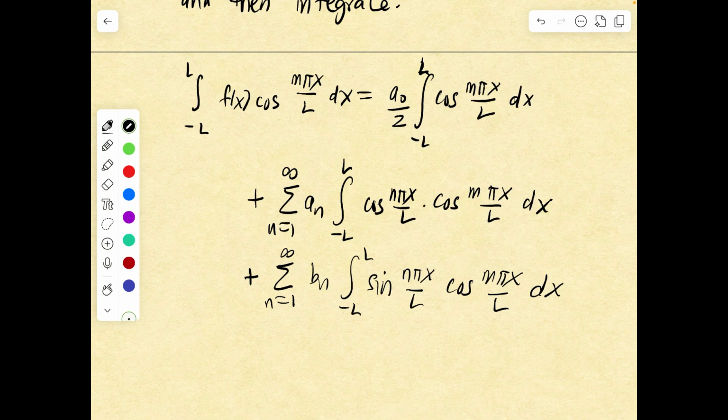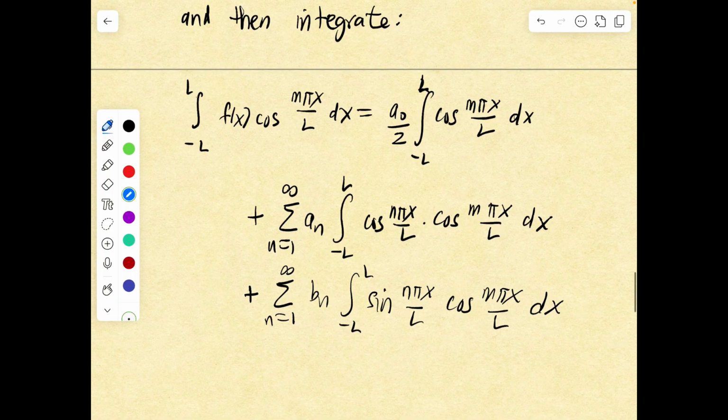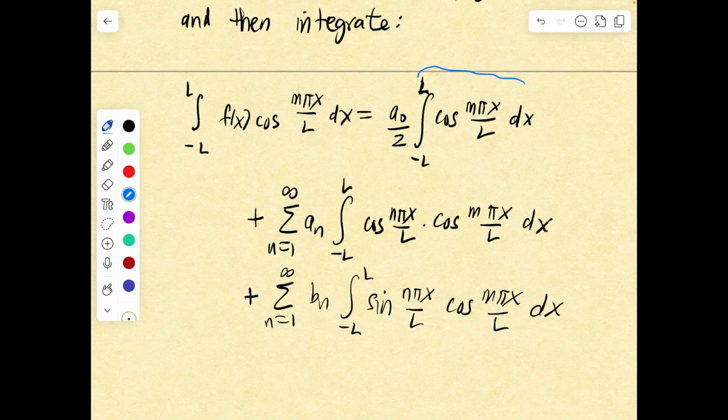So that means that you have an even function. And we know that the odd function, so I have an odd function here, sine of n pi x over L, times an even function, cosine of m pi x over L dx. The product of an odd function with an even function is an odd function.